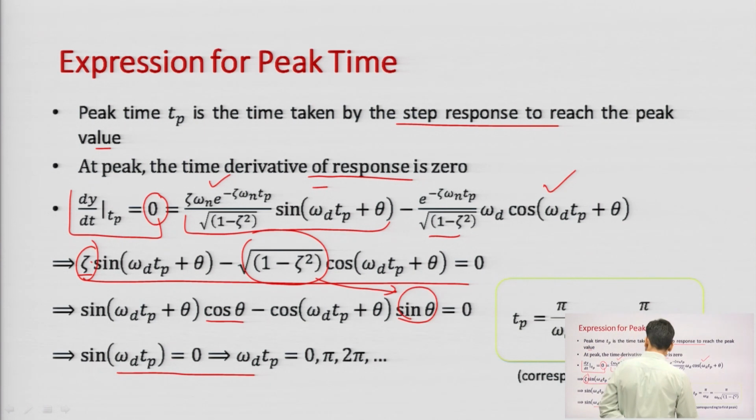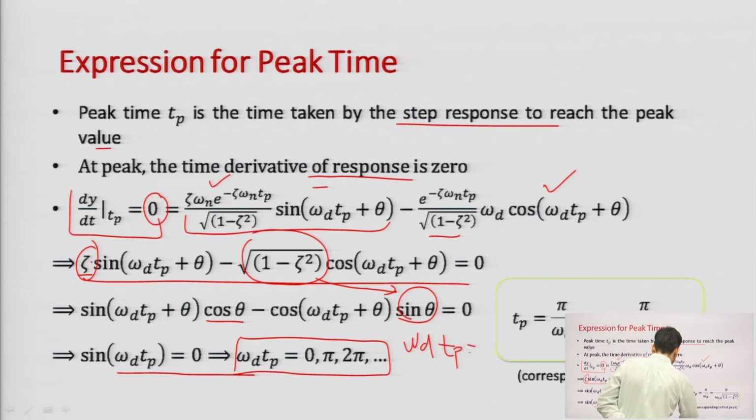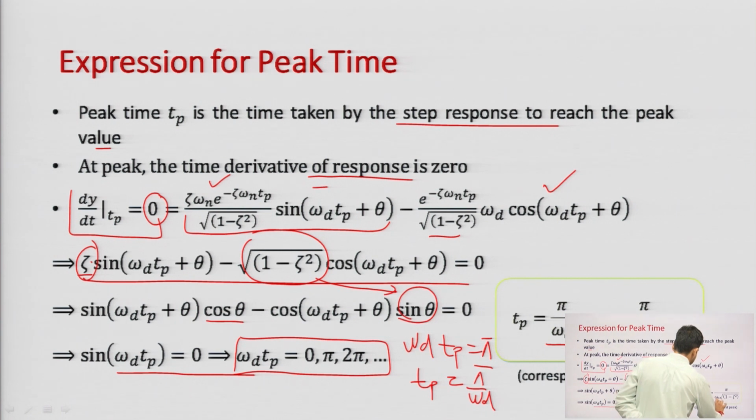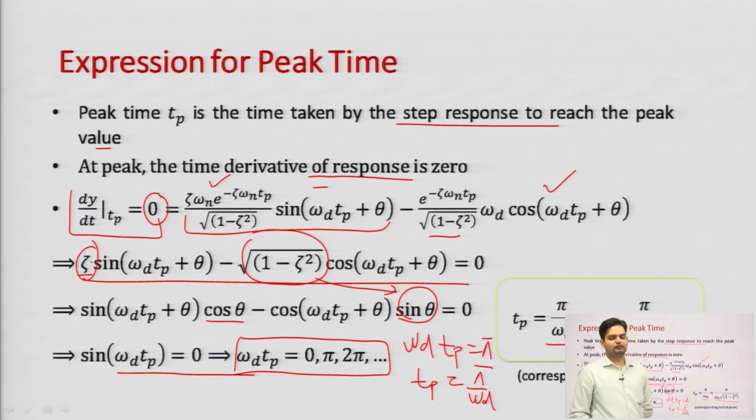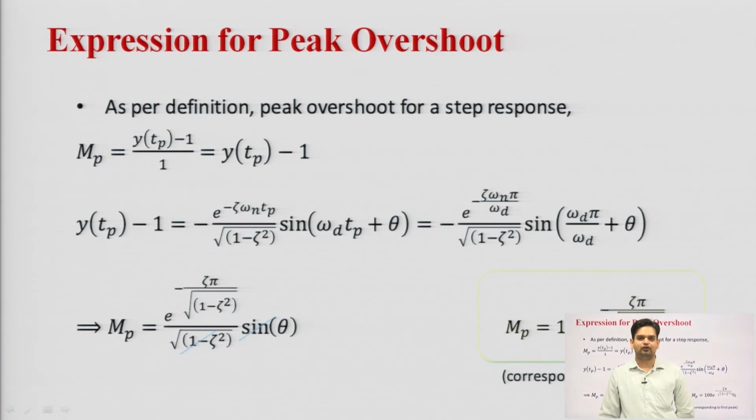So here my peak time would be: this omega d Tp is a function of pi. So I can write omega d Tp is equal to pi, then this term would be 0. Here the peak time Tp is equal to pi over omega d. This is written here, where omega d is given by omega n times square root of 1 minus zeta square. This is the expression of peak time, and it will help us when we solve numericals for peak time.